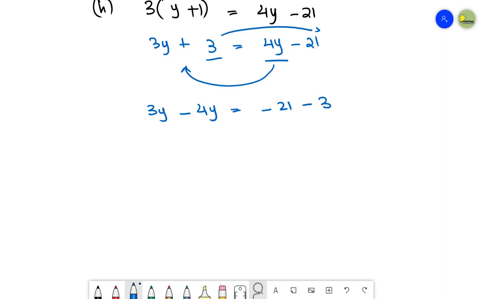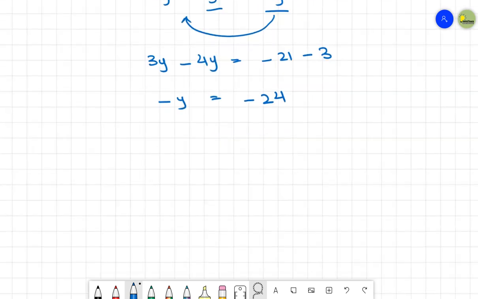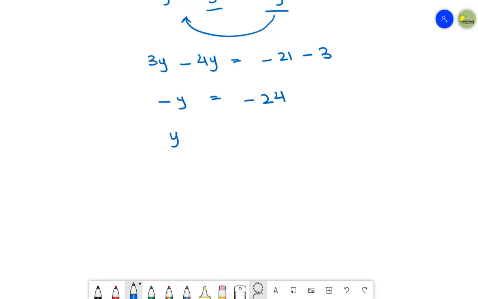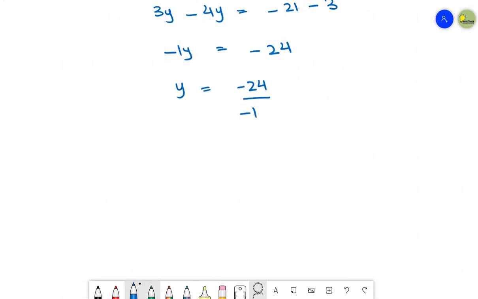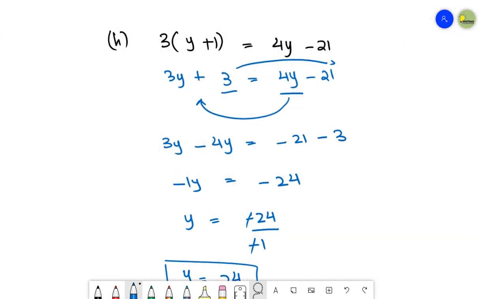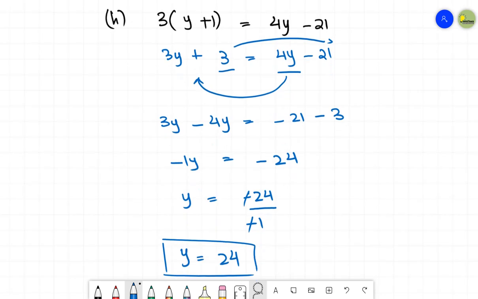Minus 21 minus 3. 3y minus 4y gives you minus y equals minus 21 minus 3, which gives you minus 24. So what you can do, the minus signs are present on opposite sides. You have 1 over here, so minus 1 will be written in the denominator. Then you can cancel both the signs. Minus and minus can be cancelled. So the answer of y will be 24. In this way, you have solved this particular equation, that is part H.